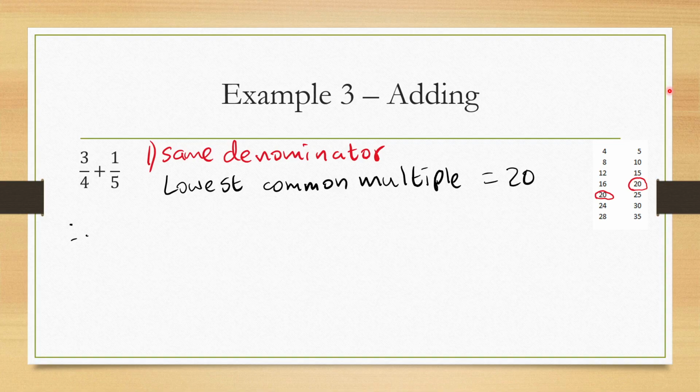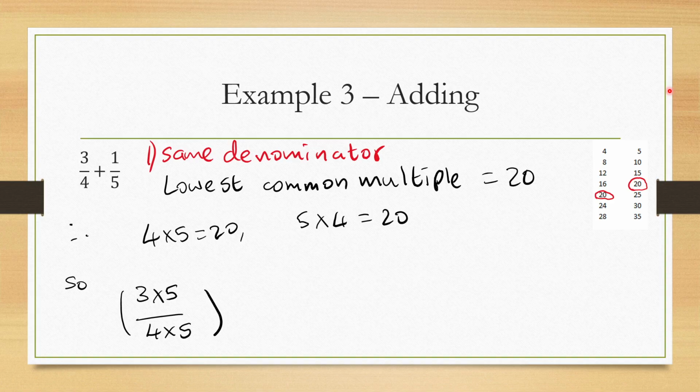In order to get to 20, you need to multiply 4 by 5 and 5 by 4. What you now need to do is multiply into the actual fractions. You have the first fraction here. As you remember from the previous slides, whatever you do to the top, you need to do to the bottom. So you need to do 3 times 5 on top and 4 times 5 on the bottom, because 4 times 5 gives you 20, the denominator we're making up to. And the second fraction is 1 times 4 over 5 times 4. As you can see, 5 times 4 gives you 20.